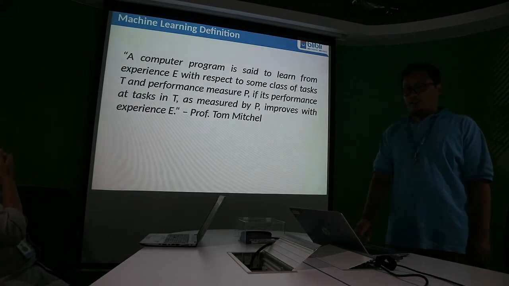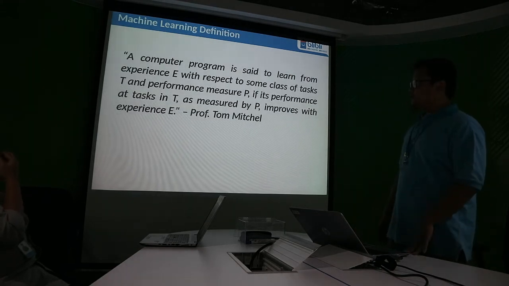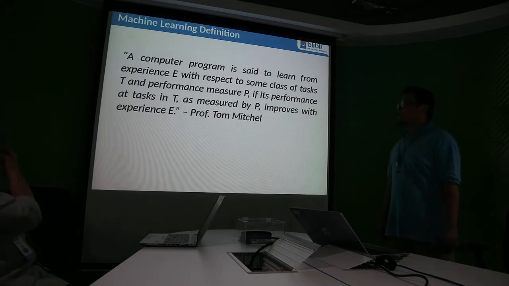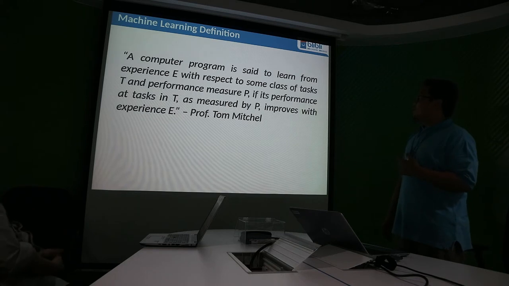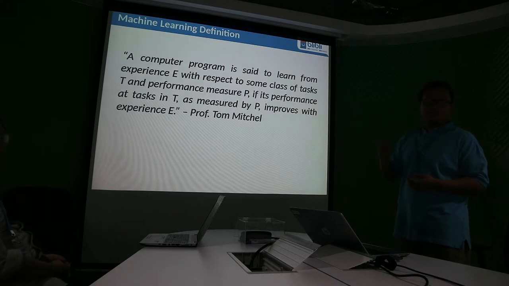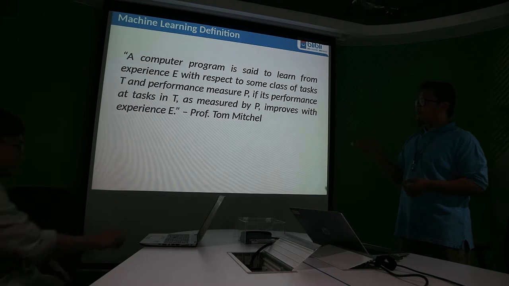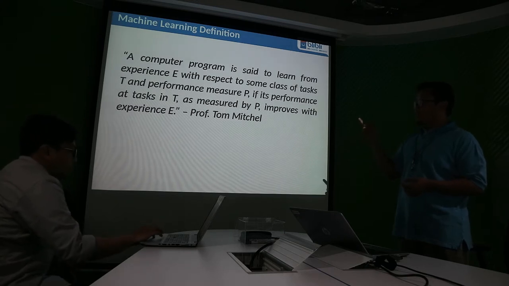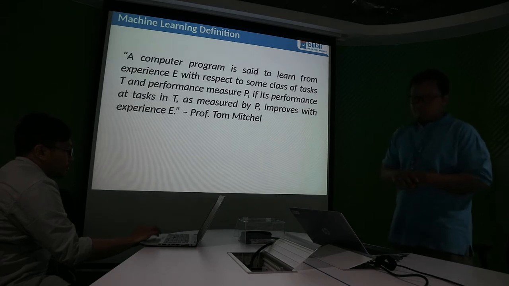And this is the machine learning definition from Tom Mitchell. A computer program is said to learn from experience E with respect to a class of task T and performance measure P. So the most important is experience, the data set. And we should measure the performance when we resolve the task.